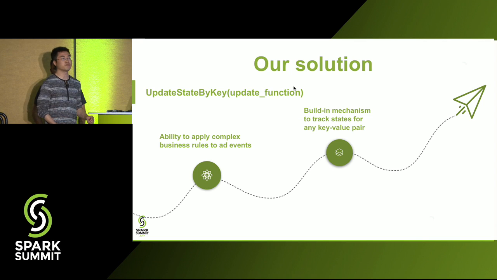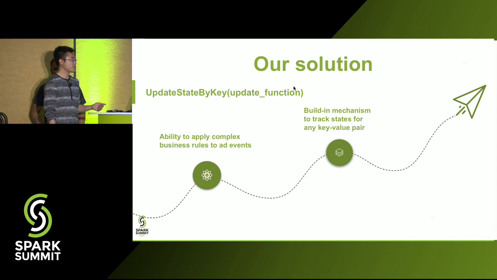The second is that updateStateByKey has a built-in mechanism to drop state for any key-value pair. Theoretically, you can keep the state for any key-value pair for as long as you want, even a year, if you have enough memory or CPU. However, it has a built-in mechanism so that you can say, after 10 minutes, I don't want to track those key-value pairs anymore, please remove them. That's pretty convenient for us.